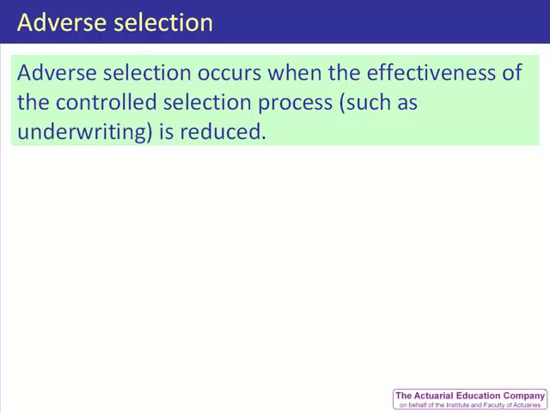Adverse selection occurs when the effectiveness of the controlled selection process, such as underwriting, is reduced. Any of the previous forms of selection may also exhibit adverse selection.